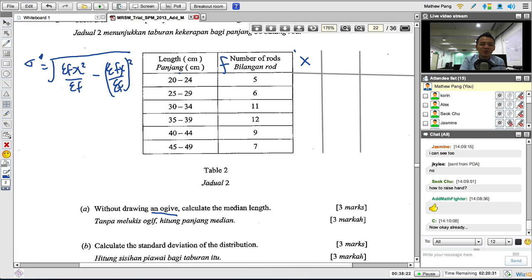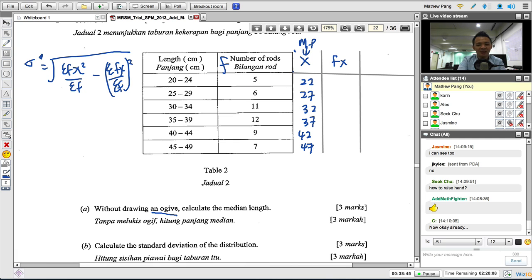So 24 plus 20 divided by 2, I think is 22. It's not mistaken. Then this one is 27. And then you can see the pattern is plus 5 only. So this one will be 32, 37, 42, 47. Okay, x is the midpoint. Please remember x is the midpoint. Alright, then fx: midpoint multiplied by frequency.